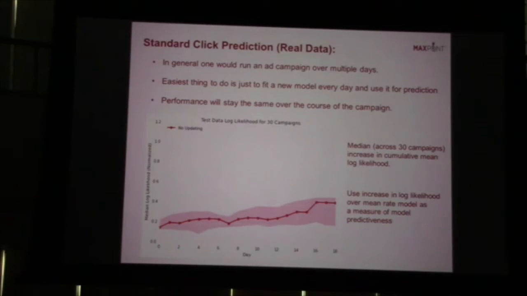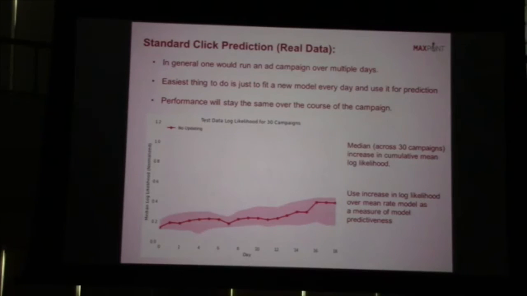The y-axis is a measure of predictiveness based on the log likelihood of what you're trying to predict, where it's the increase over the mean rate model. There's some normalization in there too. It's not really too important because I'm going to use it for comparison purposes. And what you can see is that you don't really do any better in this very contrived example. It looks like it goes up, but it's well within what you would expect by random chance.